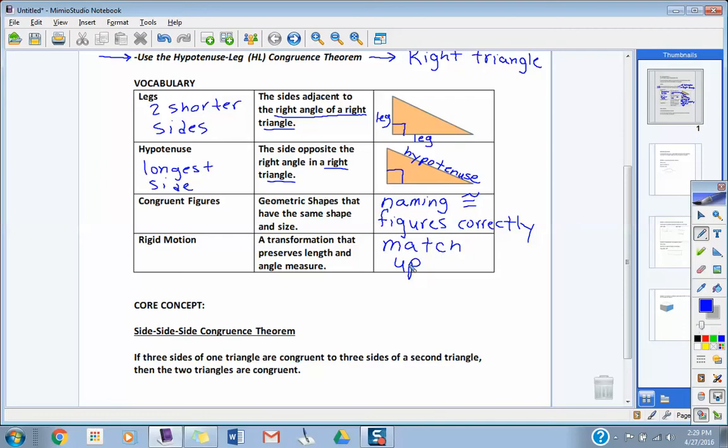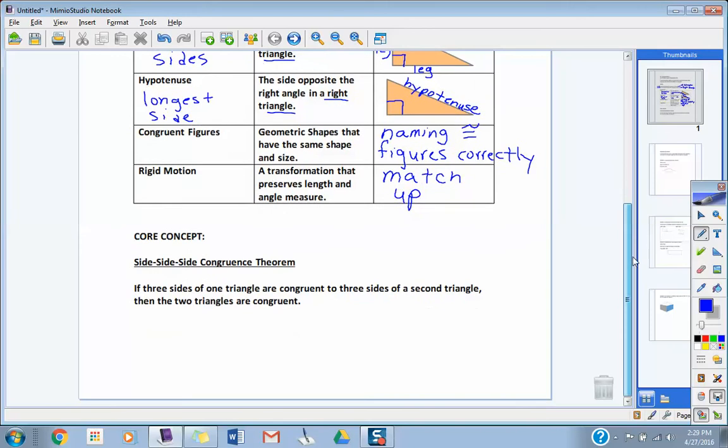Okay, so let's run into the core concept here. These 2 theorems that we talked about. First one's the side, side, side congruency theorem. All right, McKenna, you want to read that for me real quickly? If 3 sides of one triangle are congruent to 3 sides of a second triangle, then the 2 triangles are congruent.